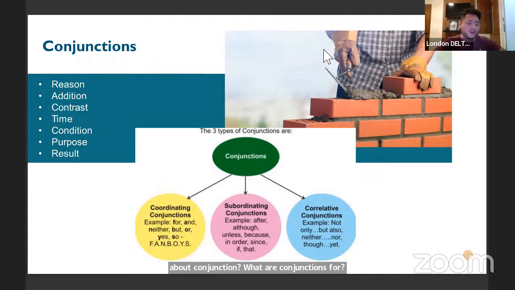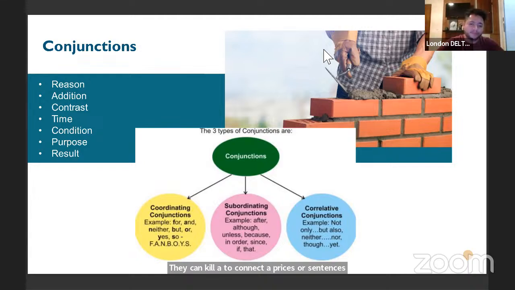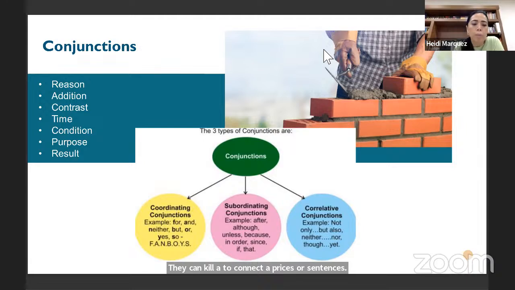What do you think? Does anyone, anything that comes to your mind, you can tell me your ideas. They can help to connect words, phrases, or sentences. I think they help us to understand some sentences more easily.